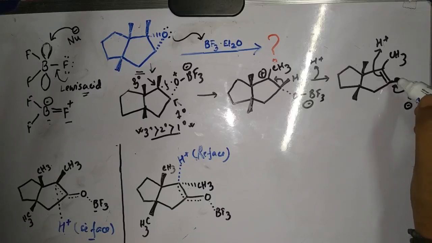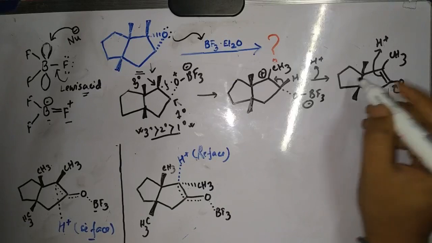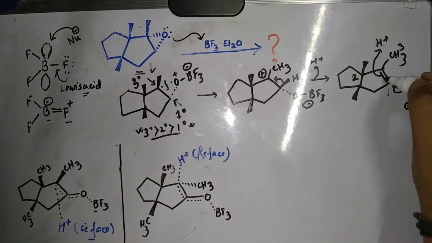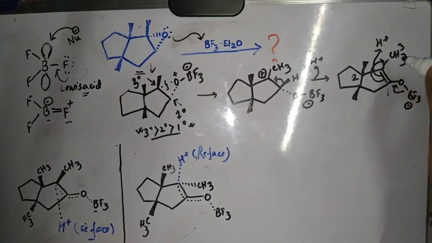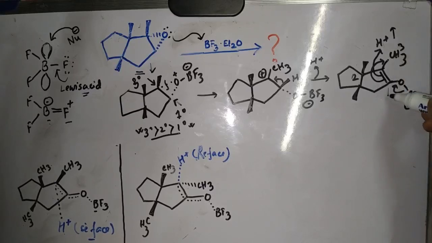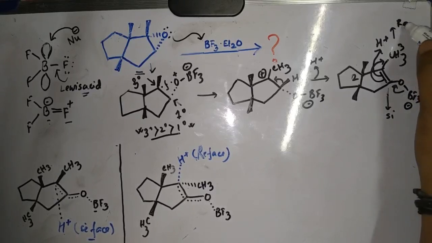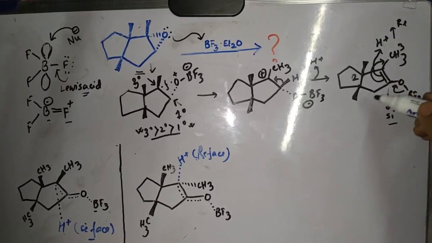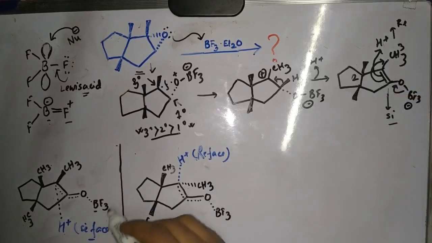And guys, if you do this priority sequence, it will be 1, it will be 2, and it will be 3. So therefore 1 to 2 to 3. So this will be a clockwise rotation, and I am seeing from above the plane, and hence this above the plane attack will be a Re face attack, and below the plane H plus abstraction will be a Si face attack. So this will be a Re face and this will be a Si face. So for better understanding, I make this intermediate here.